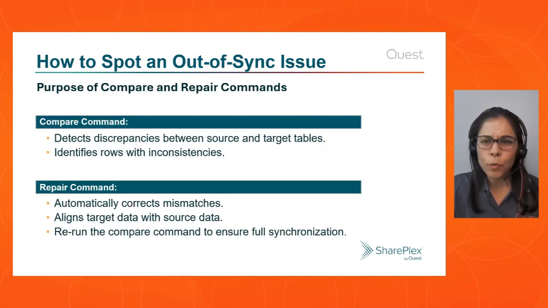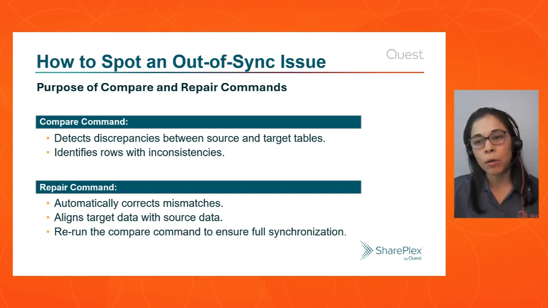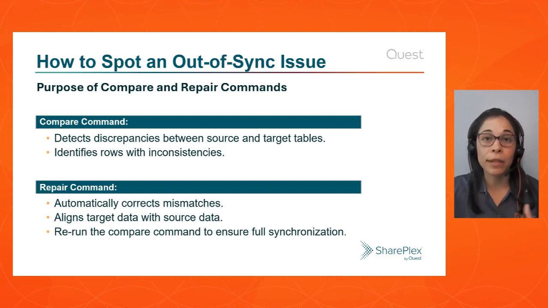So we have reviewed how to spot an out of sync issue during replication. Now, the other way is if you use the compare and repair commands. These are powerful utilities that SharePlex offers you. The compare command detects discrepancies between the source and target tables, while the repair command corrects mismatches, making sure data aligns correctly between the source and the target. We will go into depth on this utility in a moment.